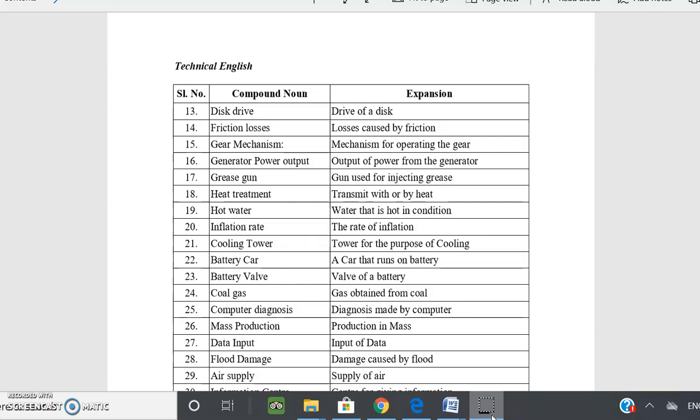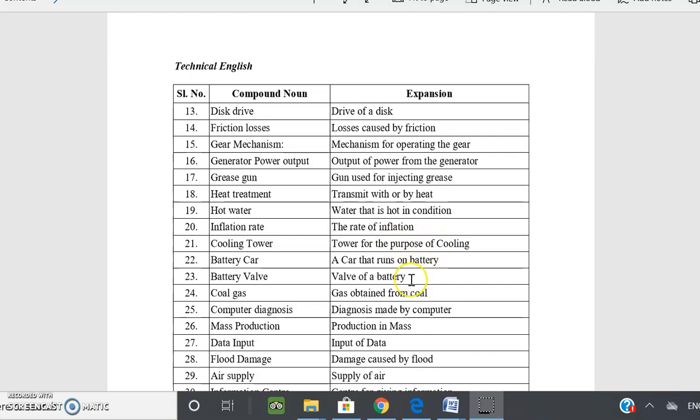So compound noun, how do you expand? You expand by using prepositions. For example, disk drive, drive of a disk. Friction loss, loss caused by friction. So remember, you have to use only a preposition. If you look here, by, for, from, for, with, most of the words have a preposition. Sometimes you may have a relative pronoun, water that is hot, which is hot. So here you can't use a preposition. Rate of inflation, that is inflation rate. Why cooling tower? Tower for the purpose of cooling.